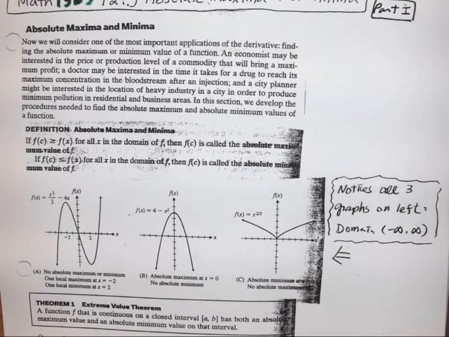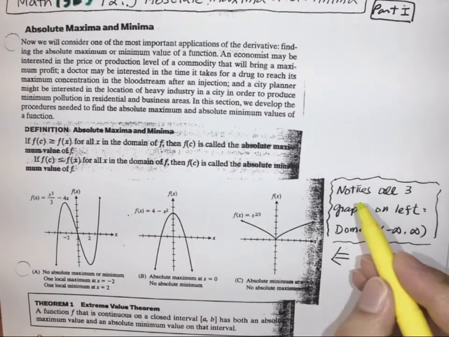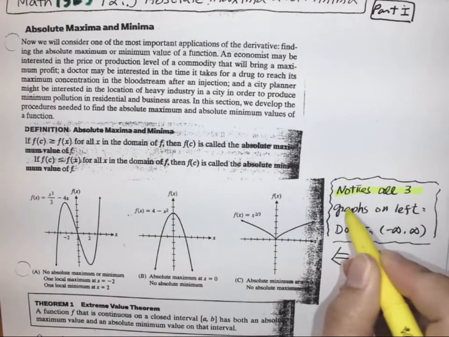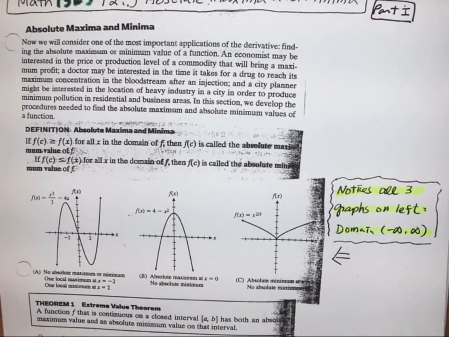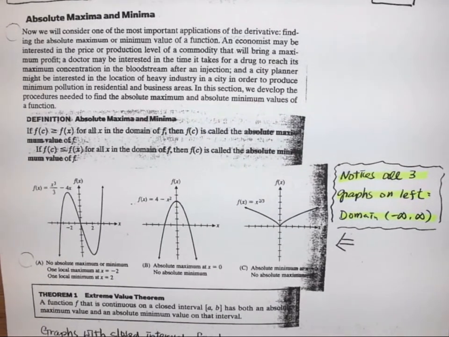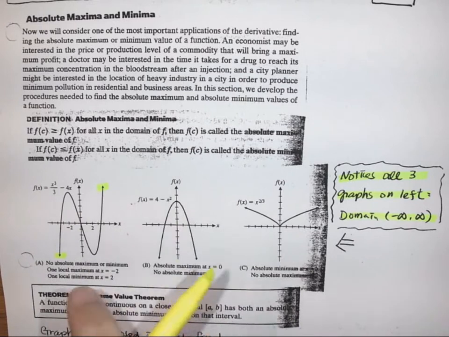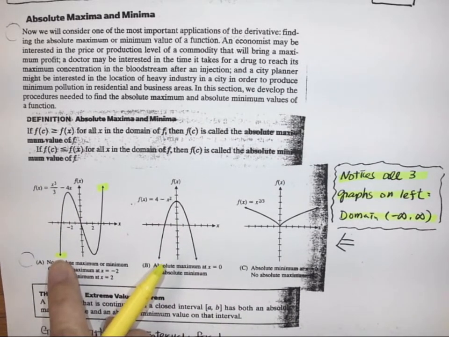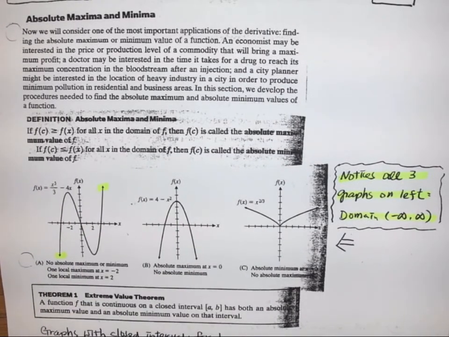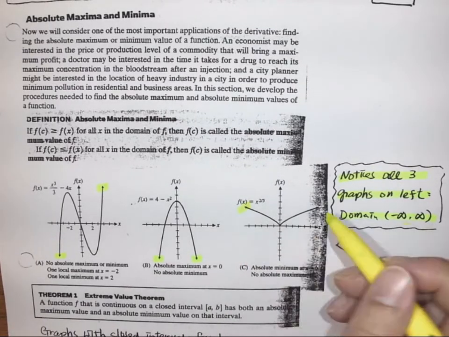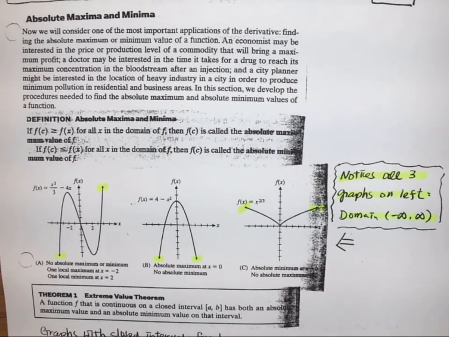Looking at all these three functions with the graphs here, all of them go from negative infinity to positive infinity. The first one goes from negative infinity to positive infinity. The second one, for the domain part, is negative infinity to positive infinity. And the last one is also negative infinity to positive infinity.